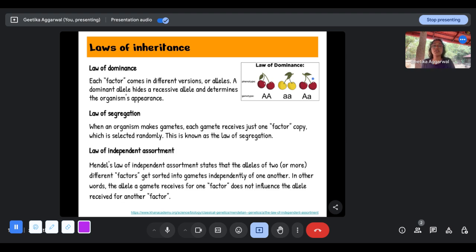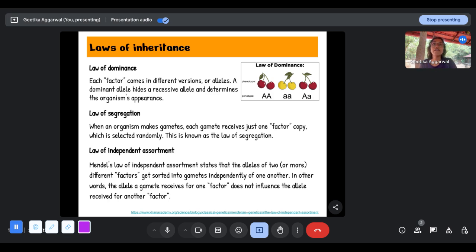And then the last of the Mendelian laws is the law of independent assortment. In this one, Mendel says that the alleles of two or more different factors get sorted into gametes independently of one another. So the alleles are not dependent on each other for being sorted.